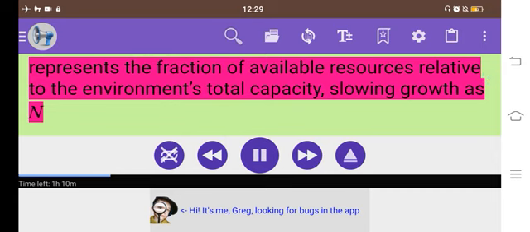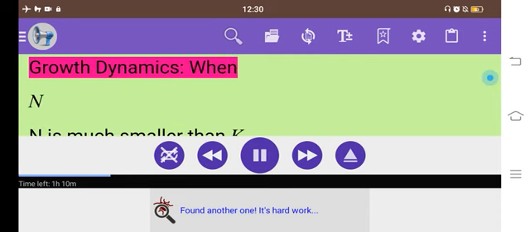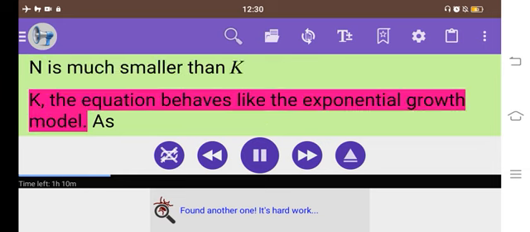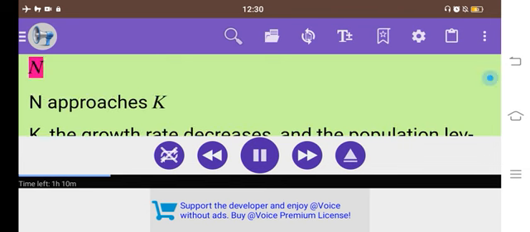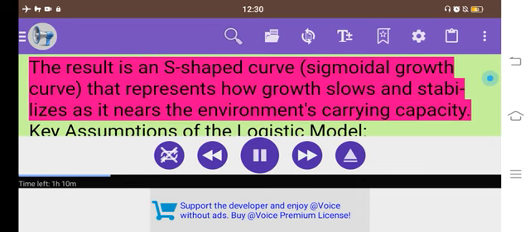(K - N)/K represents the fraction of available resources relative to the environment's total capacity, slowing growth as N approaches K. Growth dynamics: when N is much smaller than K, the equation behaves like the exponential growth model. As N approaches K, the growth rate decreases, and the population levels off at K. The result is an S-shaped curve, a sigmoidal growth curve, that represents how growth slows and stabilizes as it nears the environment's carrying capacity.